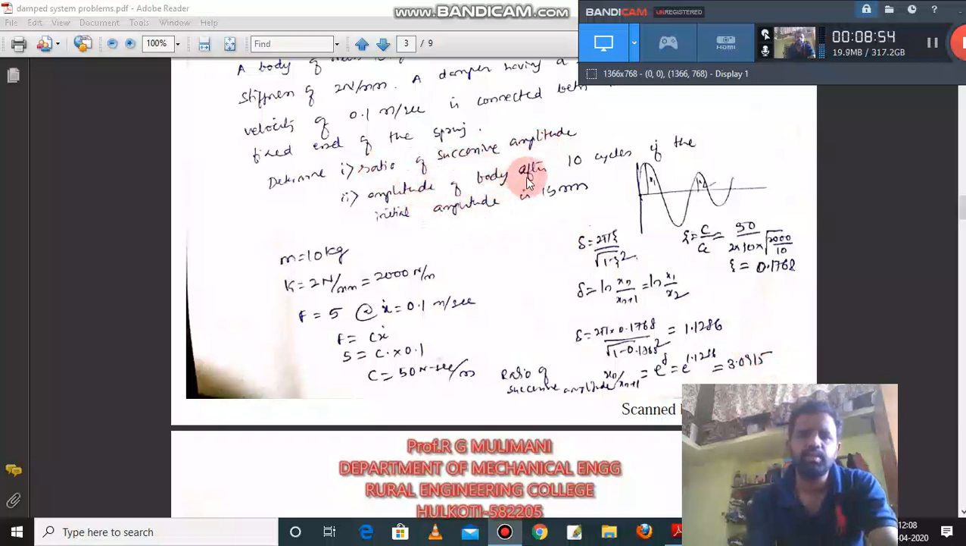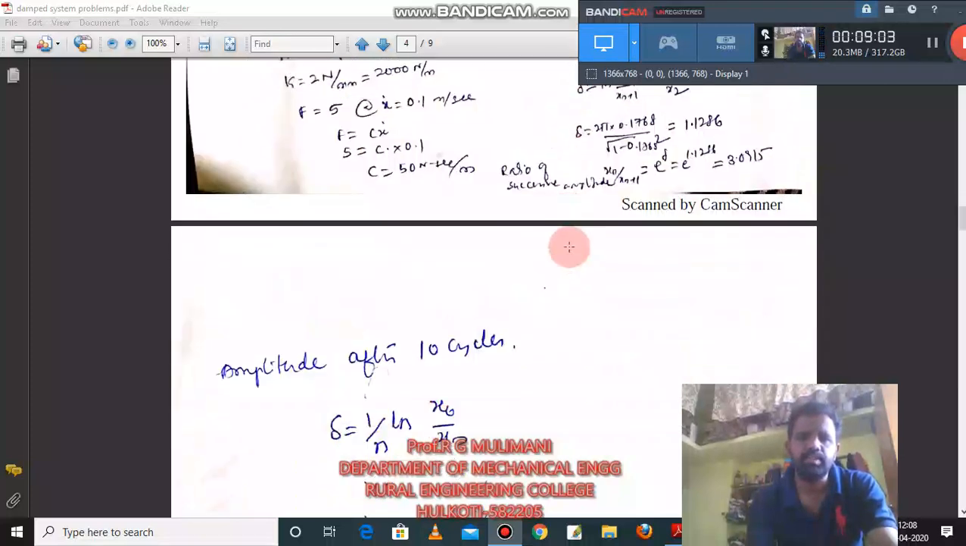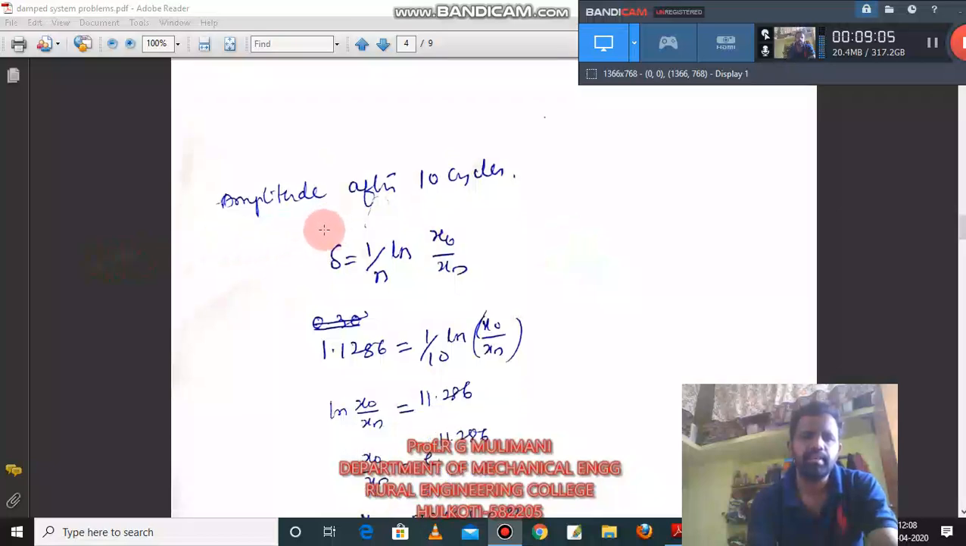Next, the amplitude of the body after 10 cycles. This is one cycle. After 10 cycles, what is the amplitude? If the initial amplitude is 15 mm. Again we are using the same logarithmic decrement expression. This is for n cycles. Delta is equal to 1 by n ln x naught by xn. X naught is the initial amplitude.